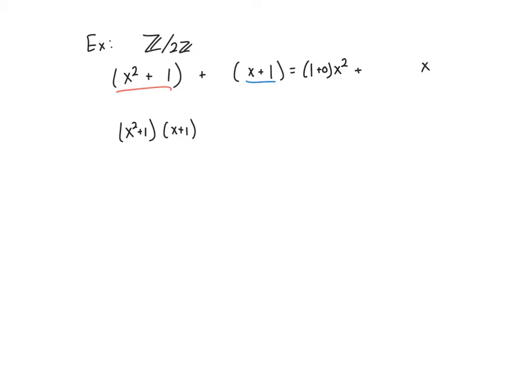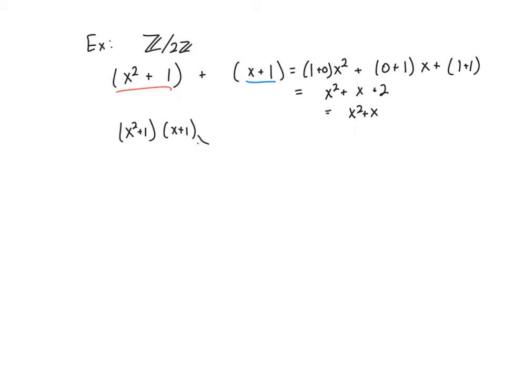The coefficient of x in the first polynomial is 0. In the second polynomial, it's 1. The coefficient of 1, the constant term in both polynomials, is 1. If you're working mod Z2, you get 1 plus 1 is 2, but 2 mod 2 is 0. So that's the sum here.